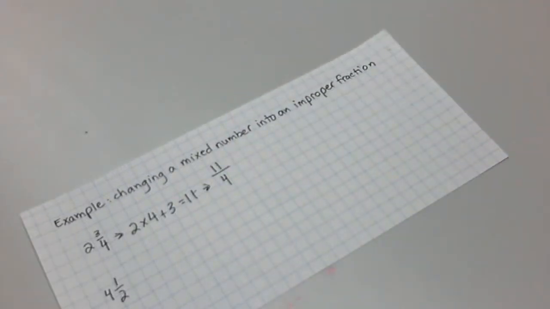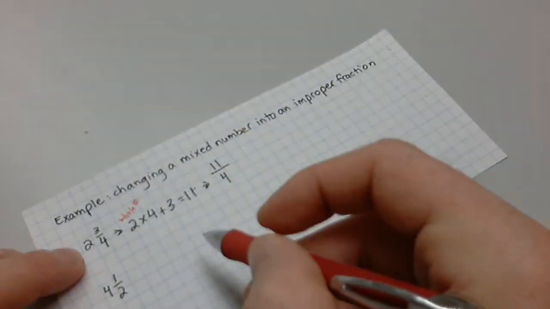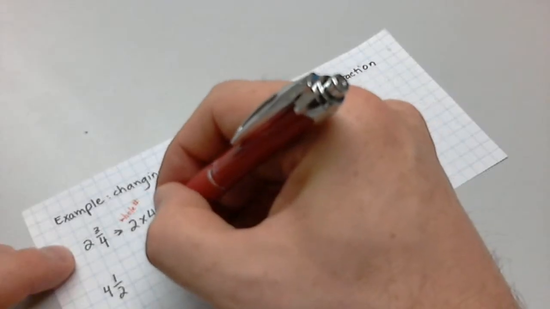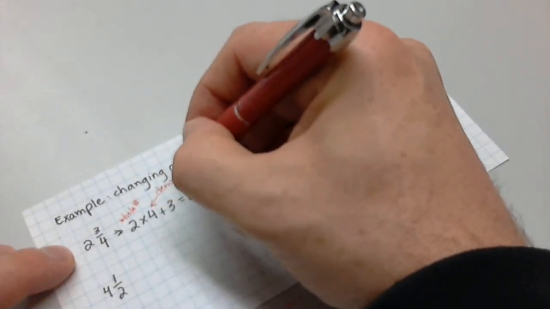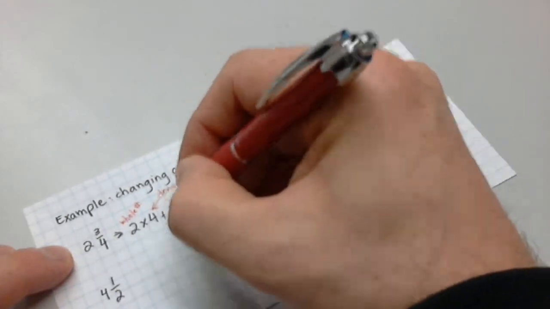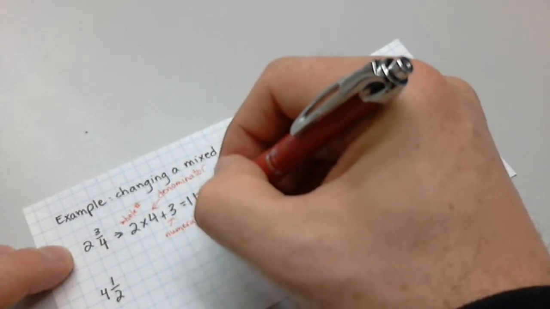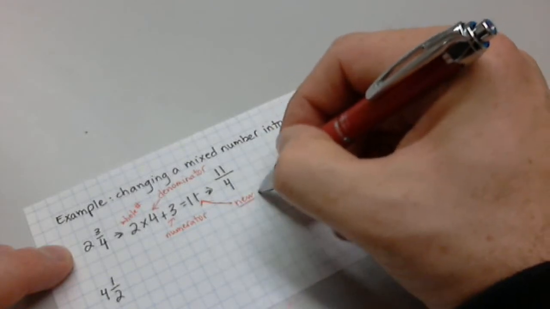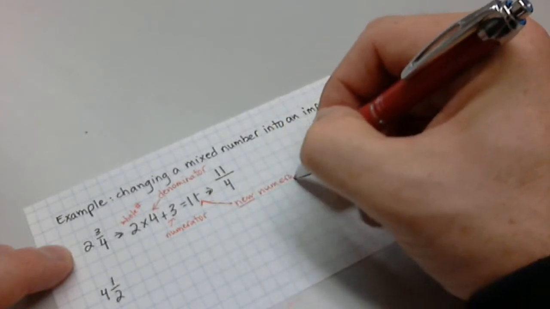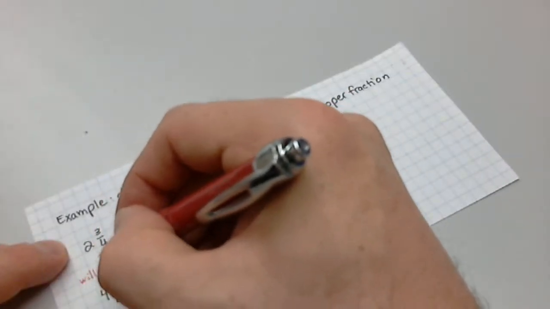Okay, so let's just highlight some things. So we start with the whole number, right, which is the 2, multiply it by the denominator, and then add that product to the numerator to get this number, which is the new numerator. And our original denominator will stay the same.